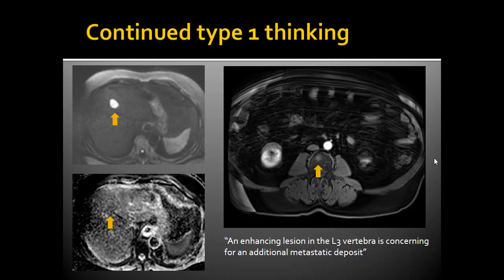A liver MRI was performed to further evaluate the liver lesion. A second radiologist interpreting this examination identified an enhancing lesion in the L3 vertebral body that was concerning for an additional metastatic deposit.